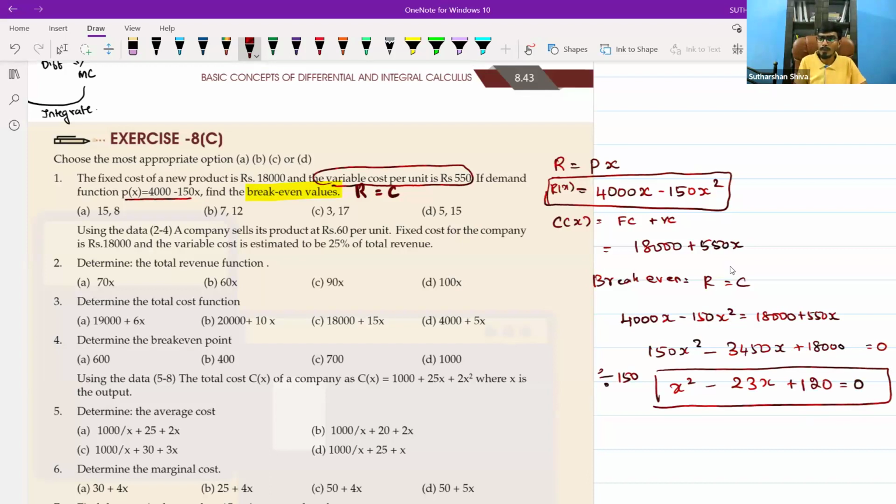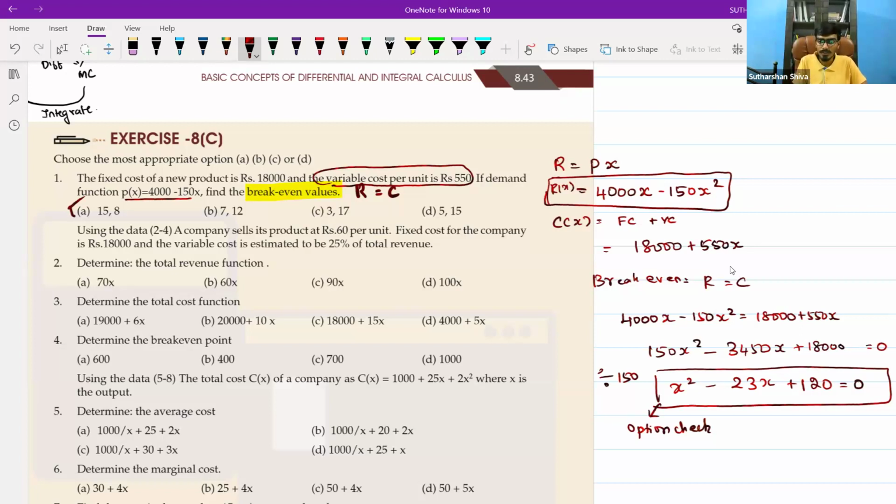Here there is a two-way approach. From this point, you can go with the option checking method, or if you want to simplify it again, you can still do it. Or else you can directly go with the option checking method. We will take option A and substitute in this equation. Number one, I will substitute 15 in this equation. I need to get the value 0.